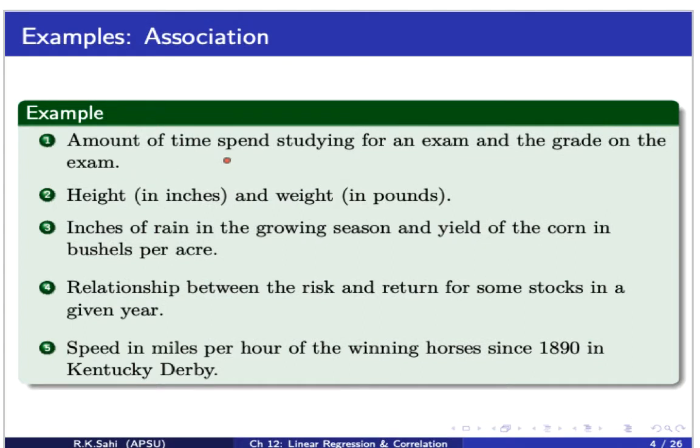For example, the amount of time spent studying for an exam and the grade on the exam. So the more you study, the better grade you get. The height and weight. Height in inches, weight in pounds. Inches of rain in the growing season and the yield of the corn in bushels per acre. A relationship between the risk and return of some stocks in a given year. Speed in miles per hour of the winning horses since 1890 in the Kentucky Derby. So these are some examples of association.